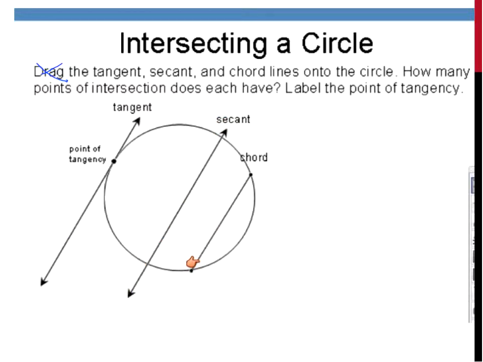Just like we did last week, remember how I showed you the picture and I asked you to write a quick definition? I'd like you to do the same thing this week. So let me give you about 30 seconds. Based on what you see, how would you describe secant, chord, and tangent? So let's take about 30 seconds or so and write a quick definition on your notes paper.